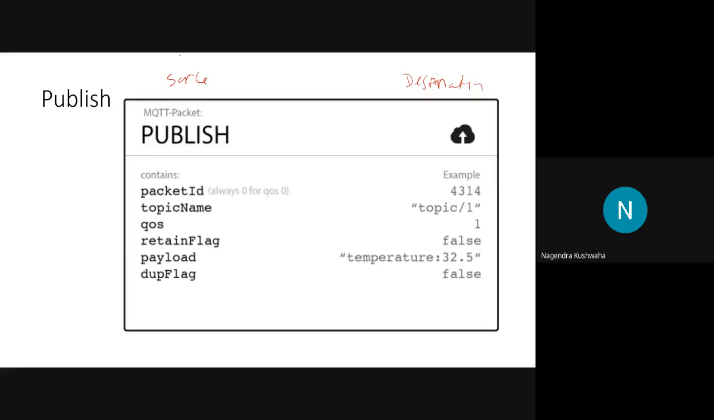So the source is a client and destination is a broker. So there may exist various paths to reach the destination. This packet ID is essential when the broker identifies which packet it got.